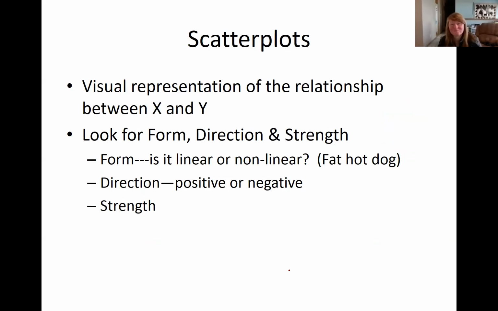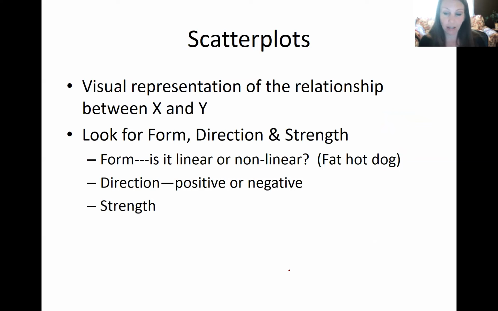All right, so once we've got our two variables, the first thing that we always want to do with our data is graph it. Graphing it is going to give us a nice visual representation of the data. And in this case, because we're looking at these two quantitative variables, we want a visual representation of the relationship between X and Y. And the three things that we're looking for on this scatter plot are form, direction, and strength.